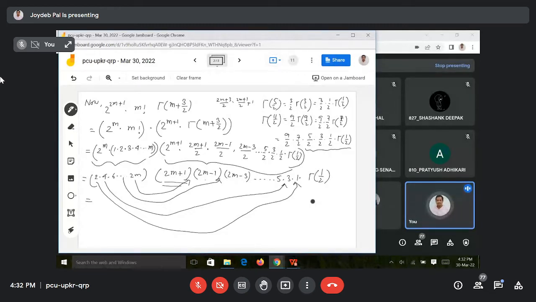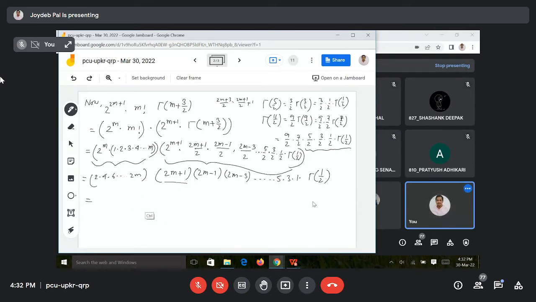So ultimately what we will get? 2m plus 1 factorial, right? It is coming 1 into 2 into 3 into 4 into 5 into 6 up to the maximum 2m plus 1 after rearranging. So it is 2m plus 1 factorial. Okay. And of the rest of the terms, only one term is left, gamma half, which is root pi.